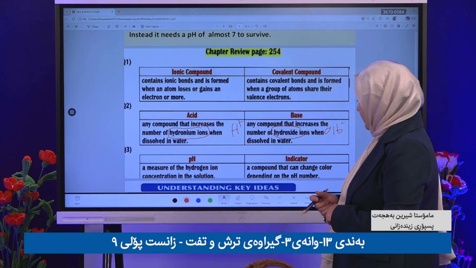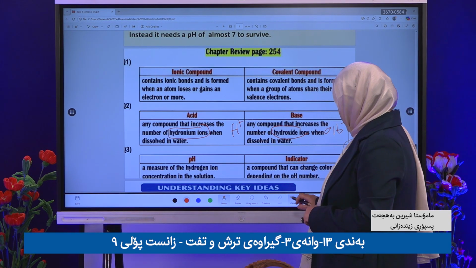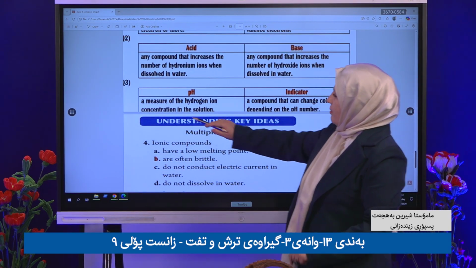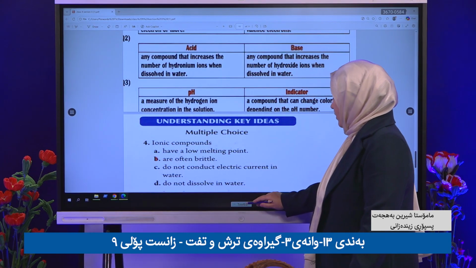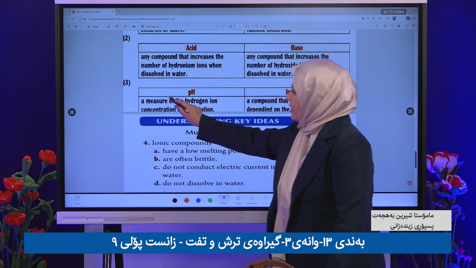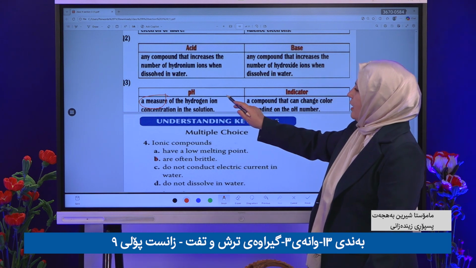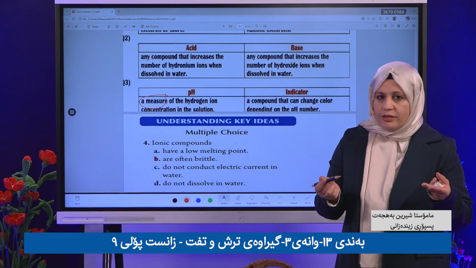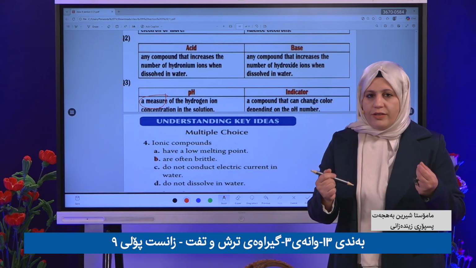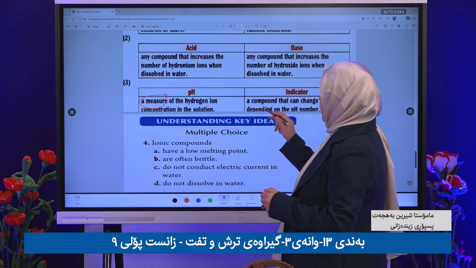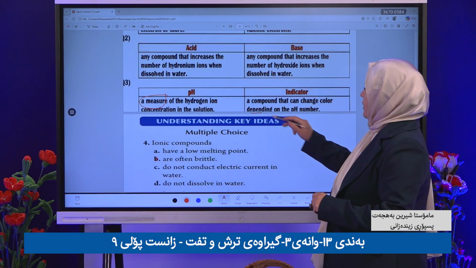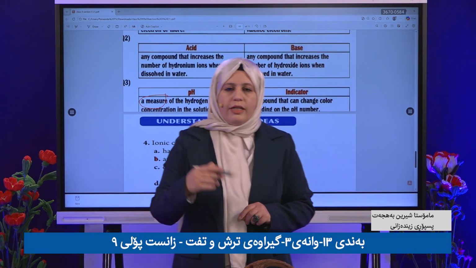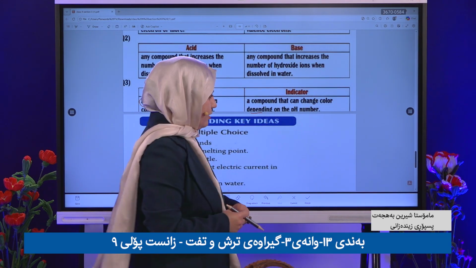Perfect. And look at pH and indicator. As I say, it's very important. pH is a measure of hydrogen ion concentration in the solution. Be careful, pH is a measure, it does not identify the solution. But an indicator is a compound that changes color depending on the pH level, so by an indicator we identify whether the solution is a base or an acid. Clear?